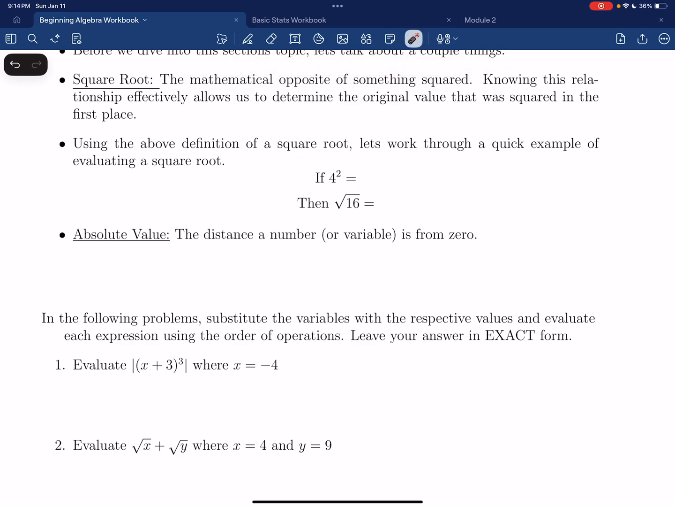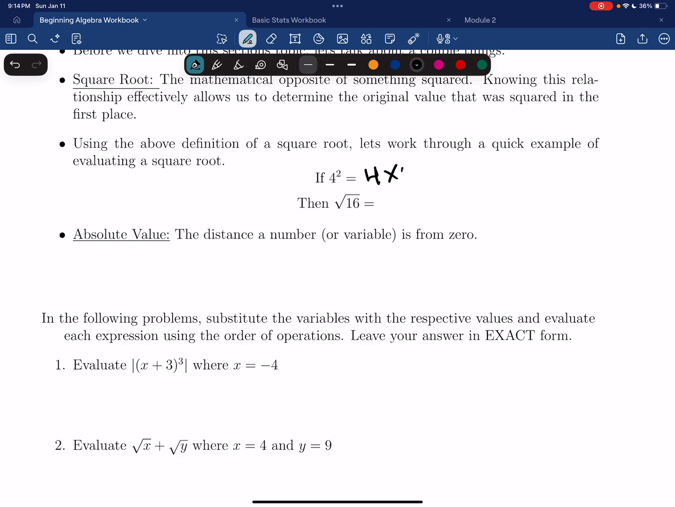So we know that the square root is the opposite of something squared. If we have 4 squared, well, 4 squared is 4 times 4, right? And 4 times 4 equals 16. So if we were then to take that 16 and square root it, what do you think the square root of 16 would be? Well, let's see.